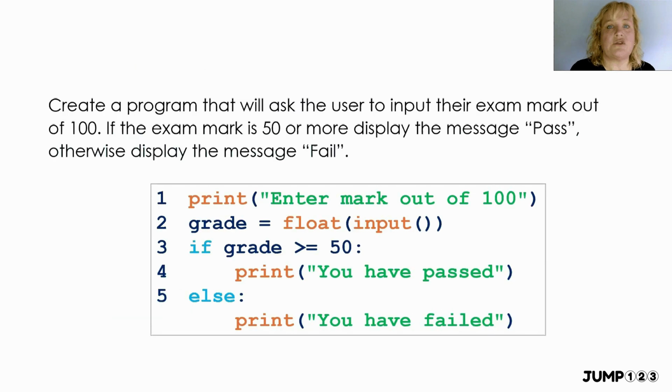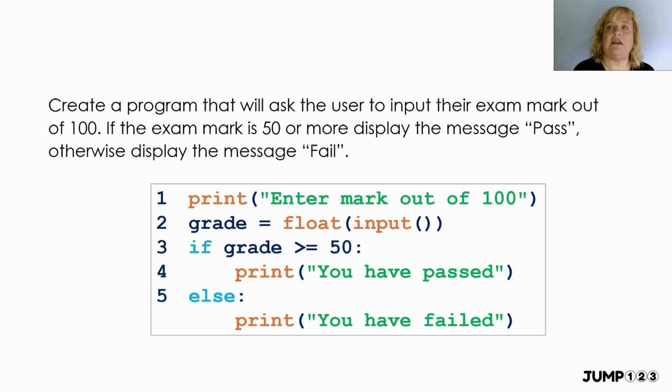So here again, to remind you, they want to create a program which asks the user to input the exam mark out of 100. If it is 50 or more, then they pass, otherwise they fail. This is this student's interpretation of that. They've got a print statement with a prompt of what they want to do. Then they've got the grade. This time they've used a float, whereas the example I gave was an int with an input in there.